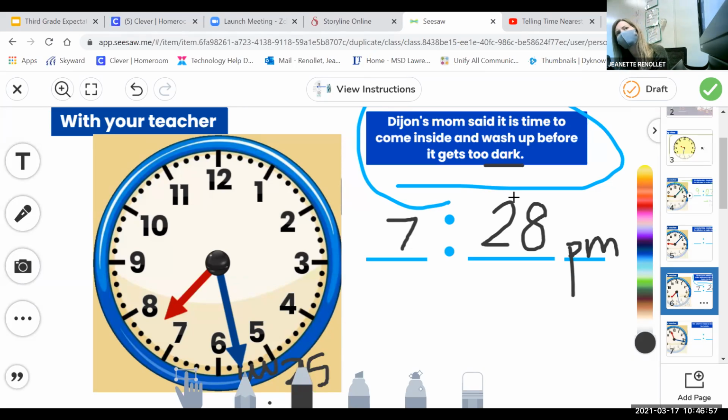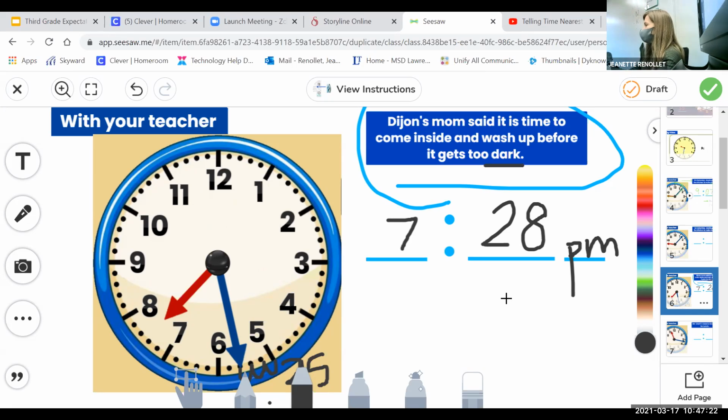It's PM. Before it gets too dark. Mm-hmm. So if it was AM, it would get lighter, not darker. So Theo's thinking about our day. It can be dark at AM, but then it gets light. So if we're talking PM, it's going to be light outside, then it gets dark.